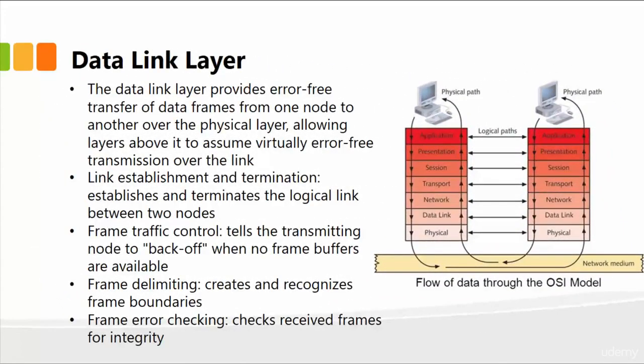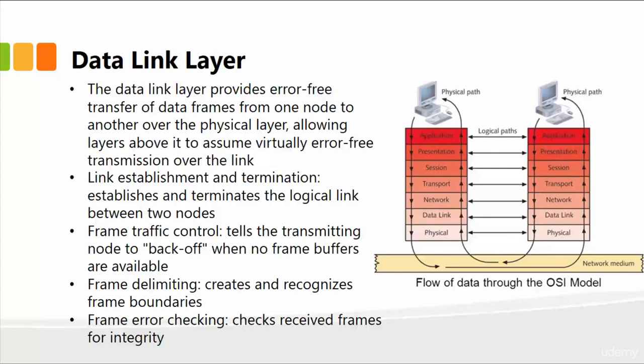Next is the data link. So now your data is moving up, right? It hasn't received the user yet. You cannot see it on the screen yet, right? So after it passes through the physical layer, it goes to the data link. The data link provides error-free transfer of data frames.